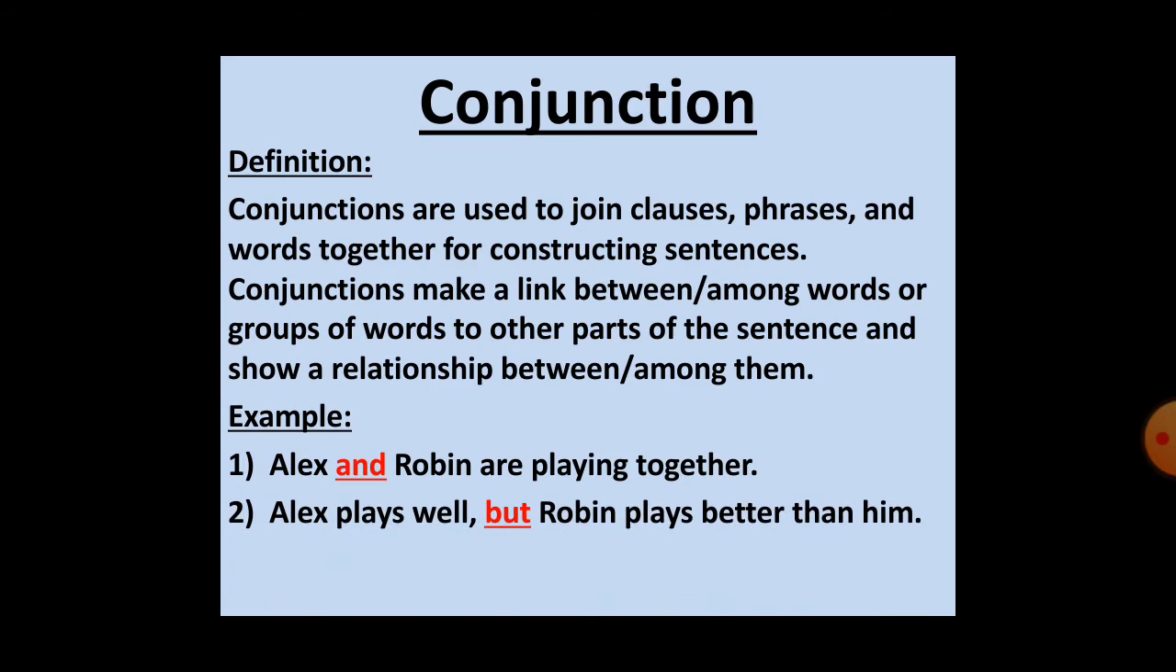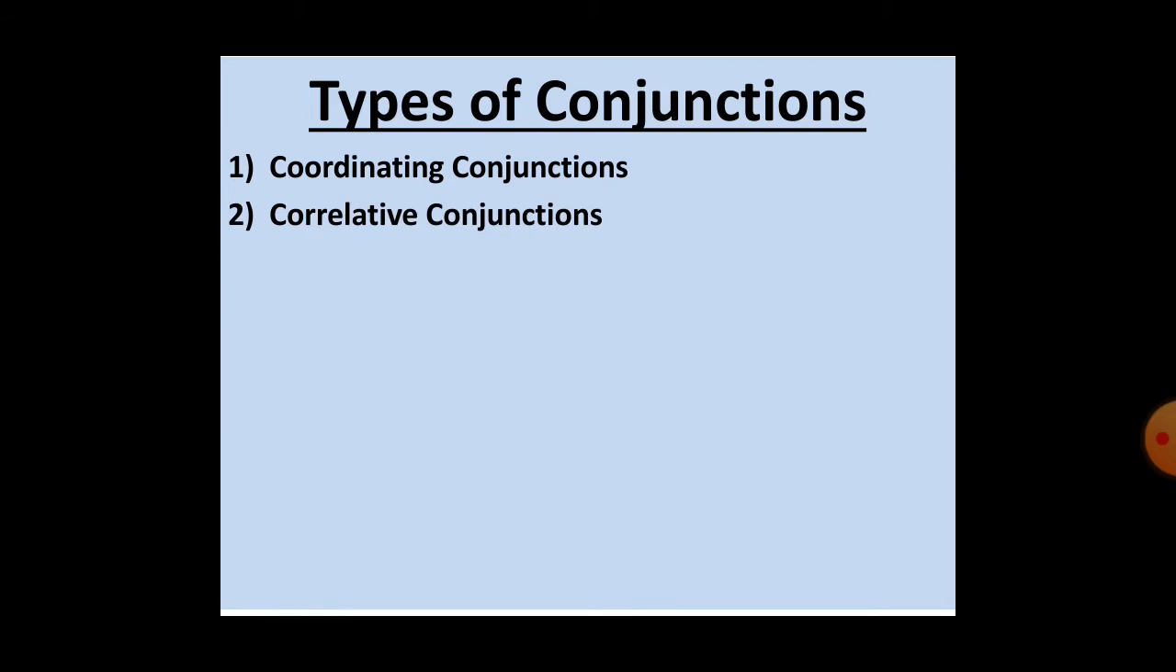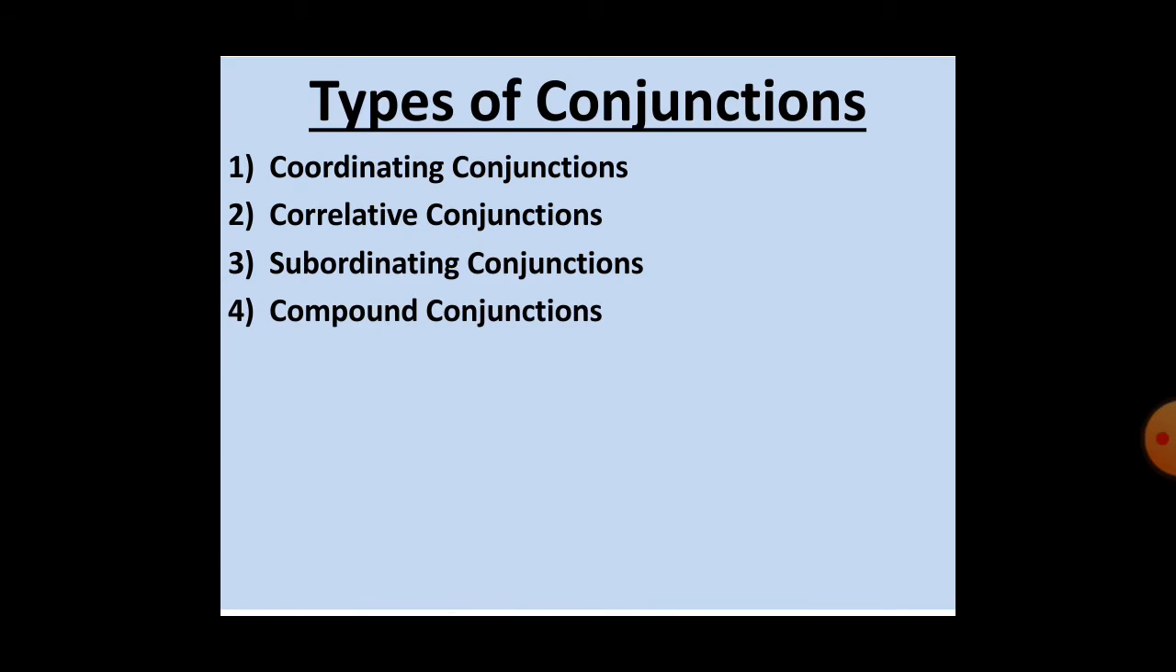In the second, Alex plays well but Robin plays better than him. So but is also a word which shows contrast, and it is also a connecting word or connector. In the third, you can see when he was sick, I went to see him. So when is also a connecting word. Okay. So students, now I move towards our kinds of conjunction. So basically we have four types of conjunction: coordinating conjunctions, correlative conjunctions, subordinating conjunctions, and compound conjunctions. Okay, so one by one I'll let you know about these conjunctions.